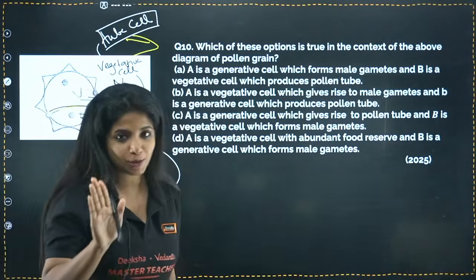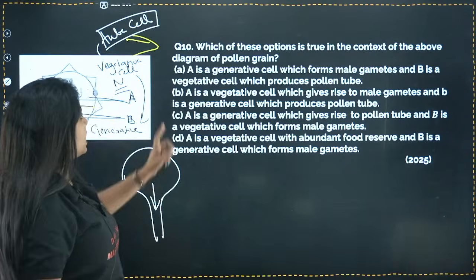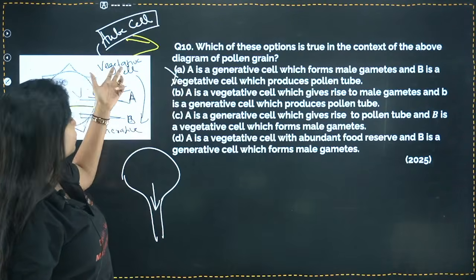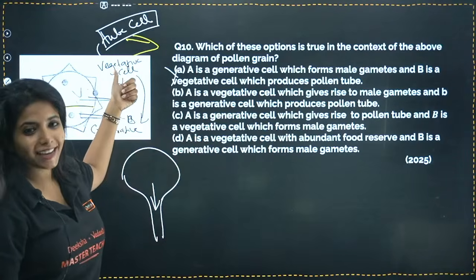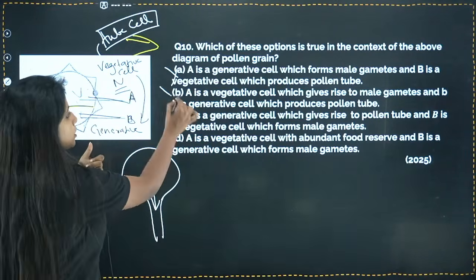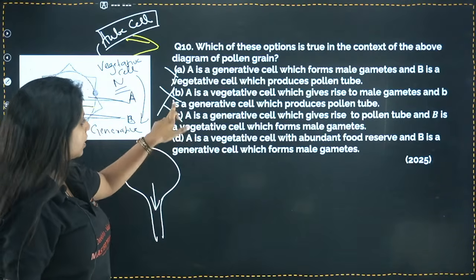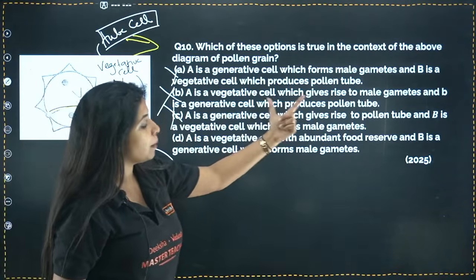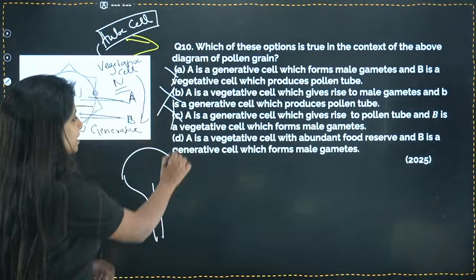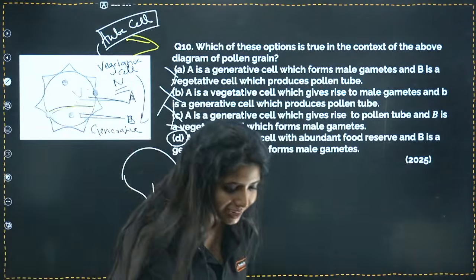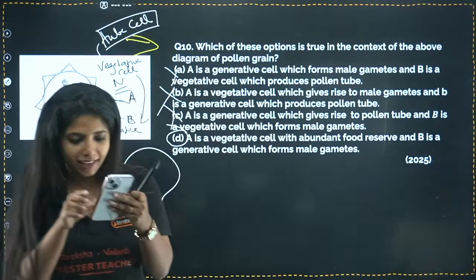Now with this information in our head, if we try, A is generative, wrong, A is the vegetative. A is vegetative, which gives rise to male gametes. A did not give rise to male gametes. It is B, so this is also wrong. A is generative, again wrong. A is vegetative cell with abundant food reserve, and B is generative cell which forms the male gamete. Yes. So your answer for this question is going to be D. Okay?